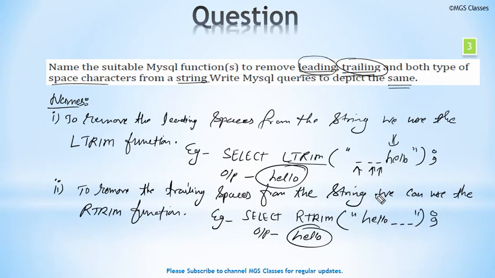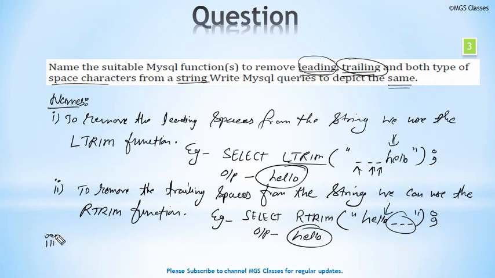The trailing spaces are the spaces which are at the end of the string. So here the string ends at the O character and after this character there are 3 spaces. To remove these 3 spaces, or we may say to remove the spaces from the right side of the string, we use the RTRIM function.